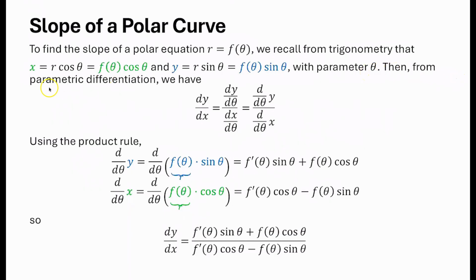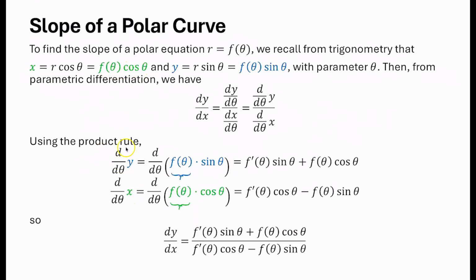So from parametric differentiation, how do we find dy dx? Well, we're going to do dy d theta, the parameter is theta, over dx d theta. So here I'm writing that as d theta of y and d theta of x. It's just that it gets a little bit more complicated because y and x are products.